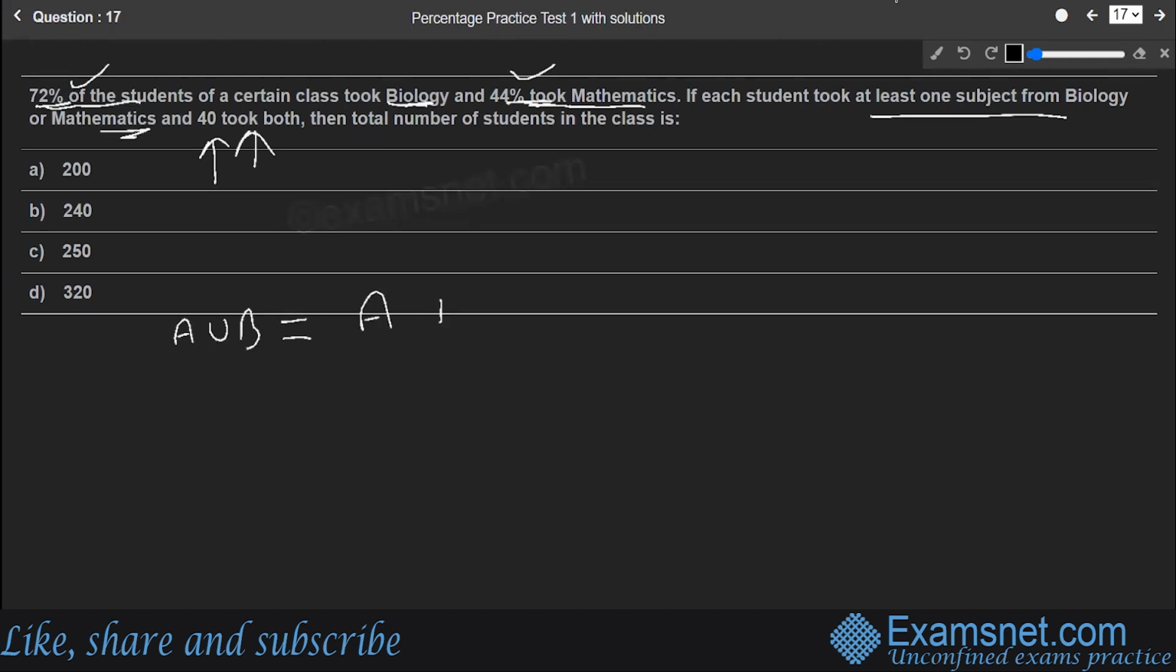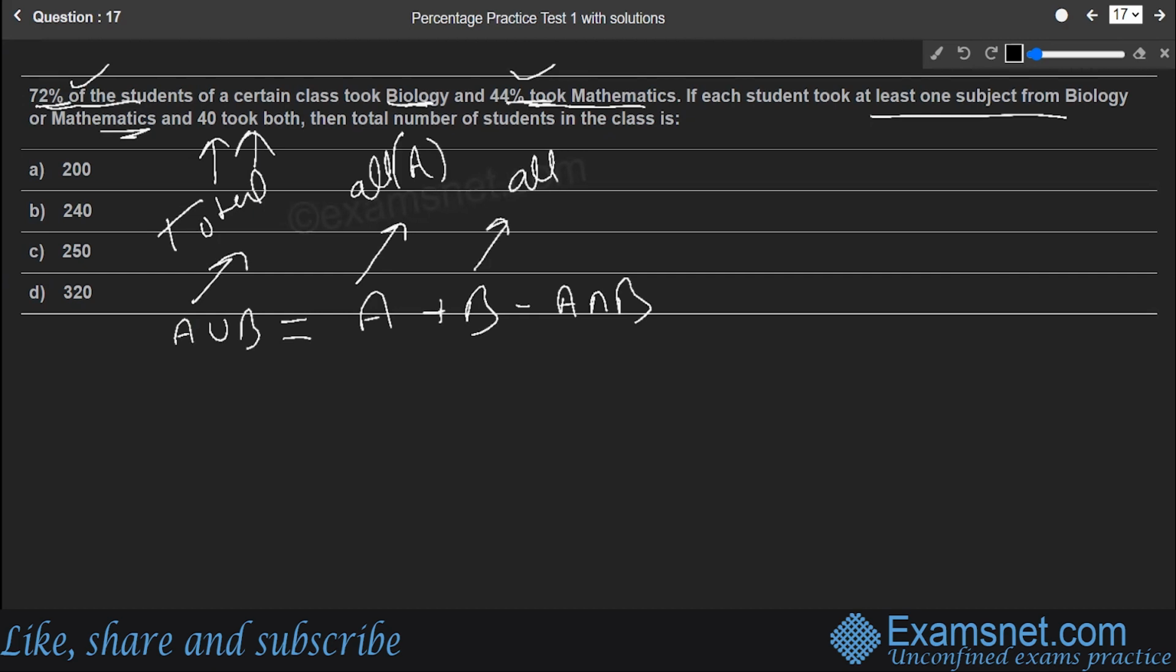A union B is A plus B minus A intersection B. What is this A union B? It is the total number of people involved. What is this A? The first category of people, all people who have got the choice A, plus B, all the people who have got the choice B, minus A intersection B, the people who have taken both A and B. This is what A intersection B is.